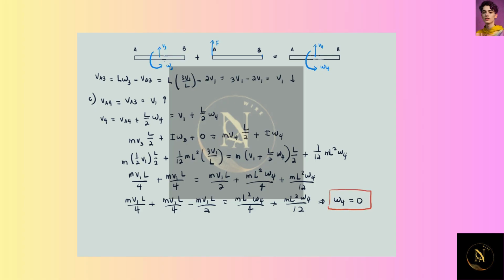And then lastly, solving for V4. V4 is equal to V1, then the second term would be 0. So V4 is equal to V1, directed upward.